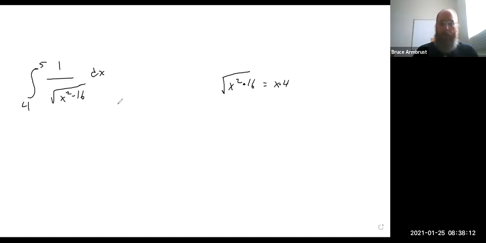Could have gotten rid of the square root. But the fact that it's a minus means that we can't just eliminate it. So I know we want to, but we can't.